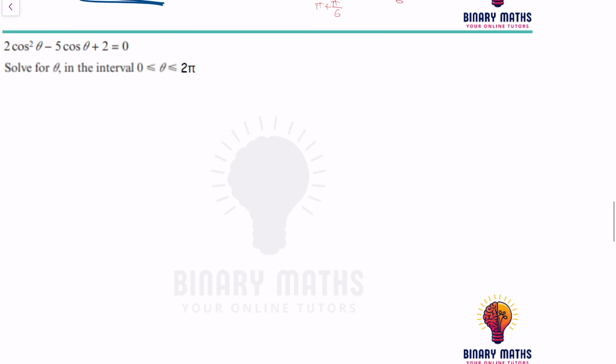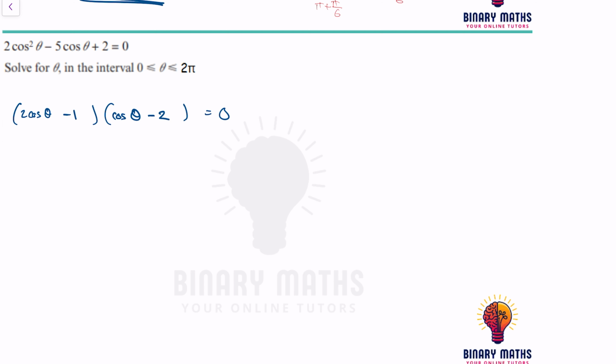Next question. So 2 cos squared theta minus 5 cos theta plus 2 is equal to 0. So again, it's a quadratic. I'm going to see if I can factorize it. So 2 cos theta in one, cos theta in the other one. I need two numbers that multiply to give you 2, and then the product after when I expand it gives me minus 5. So I'm thinking it's minus 2 here and minus 1 here.